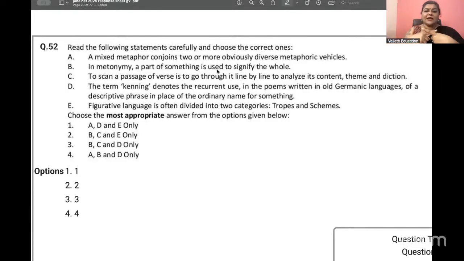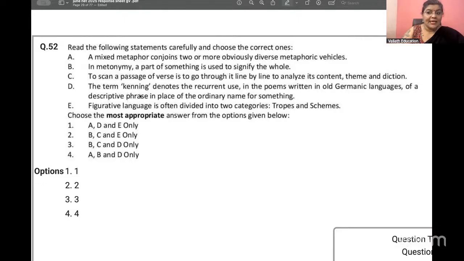So mixed metaphor conjoins 2 or more obviously diverse. You don't even have to interpret. Mixed metaphor, 2 or more metaphoric vehicles. Correct. A is correct. In metonymy, part of something is used to signify the whole. Even BA students should know this is synecdoche. It is not metonymy, but synecdoche. So B is not correct. Metonymy is not part of something used to signify. To scan a passage of verse is to go through it line by line to analyze its content. Scanning does not mean going deep line by line. So C is also wrong. Scanning, this is in-depth studying, not scanning.